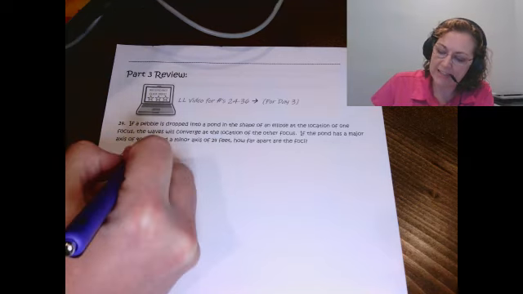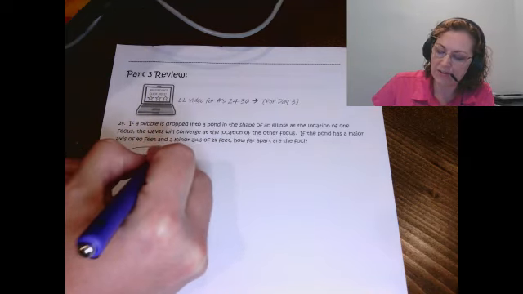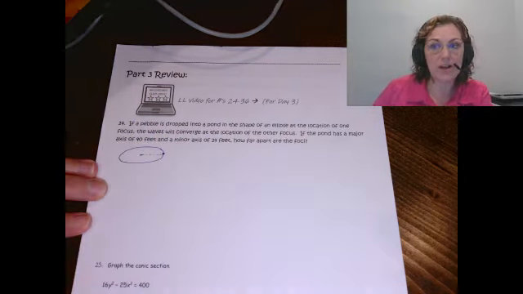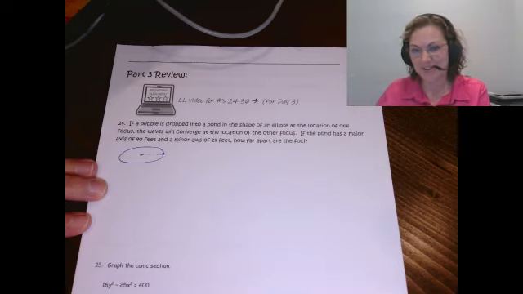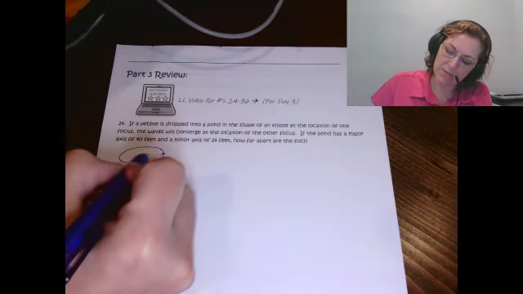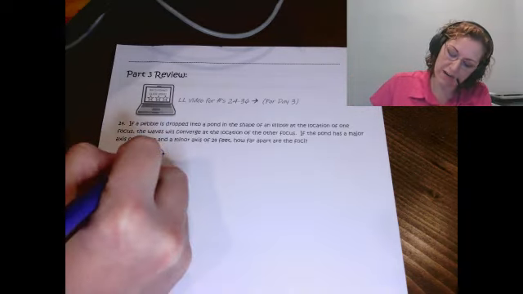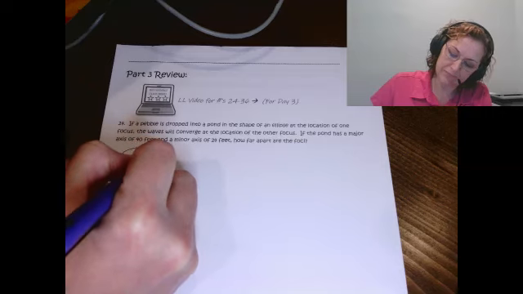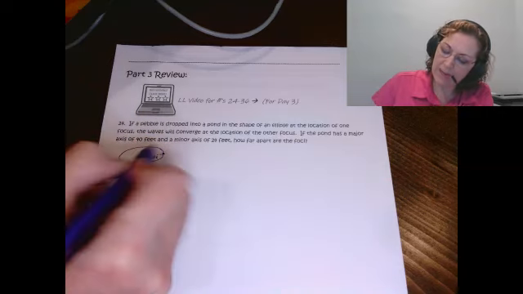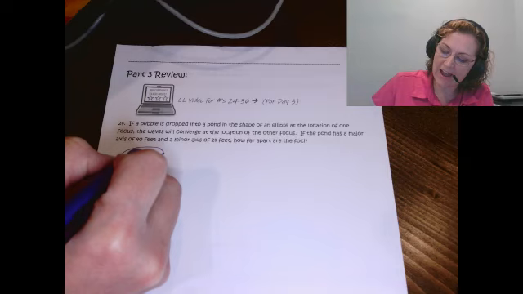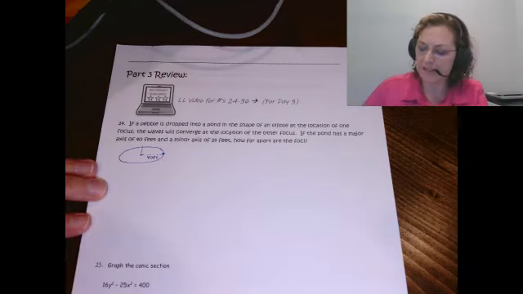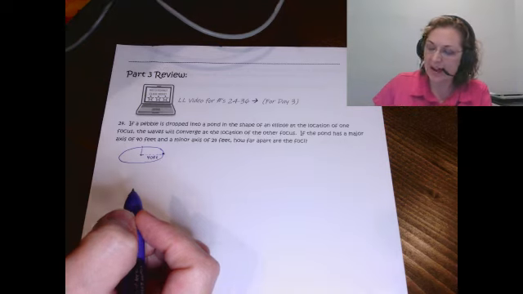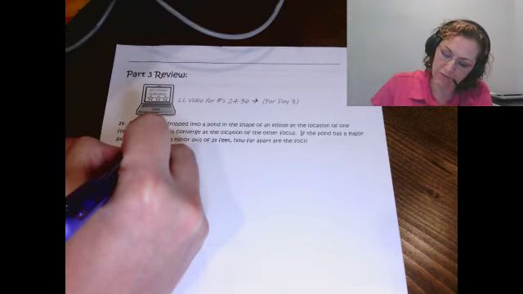Your major axis is from your center to one vertex on the longest axis, and we know that is 40. Then we have our minor axis, which goes from the center to one of the vertices, again on the shorter axis. We know that is 24 feet.